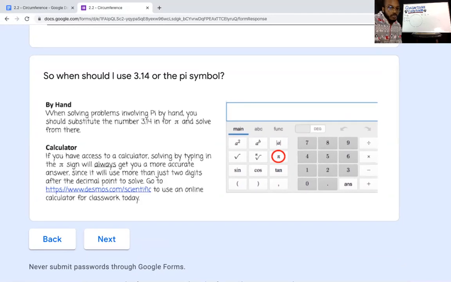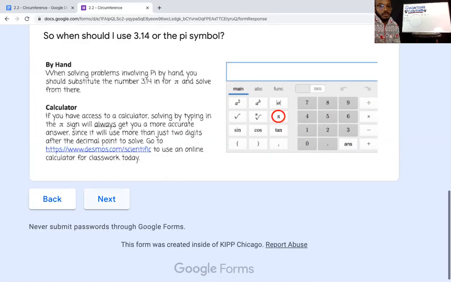So when would we use the 3.14 or the pi symbol? When we're solving anything by hand, we use 3.14 and we substitute that for pi. The only time that you use pi as the symbol to do your calculation is when you're using a calculator. There's this really nifty link down here. But most of you all have iPhones. You can just open up your calculator on your iPhone and turn it horizontally, and then you'll see the pi symbol toward the bottom of the screen. Either way, you can use that or this link to this online calculator to be able to use it for your work online.